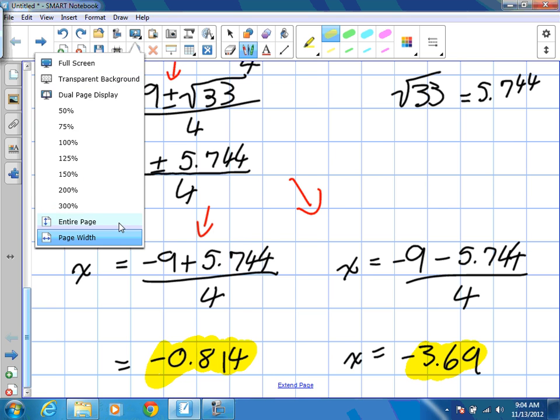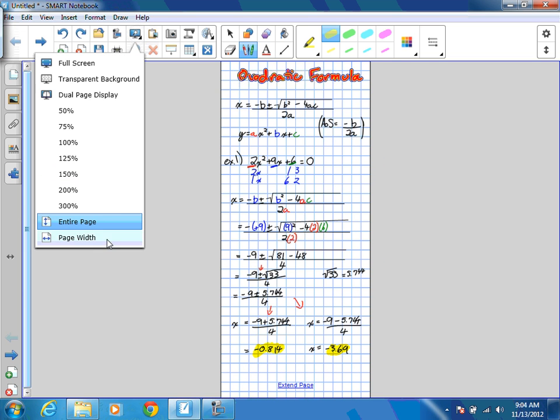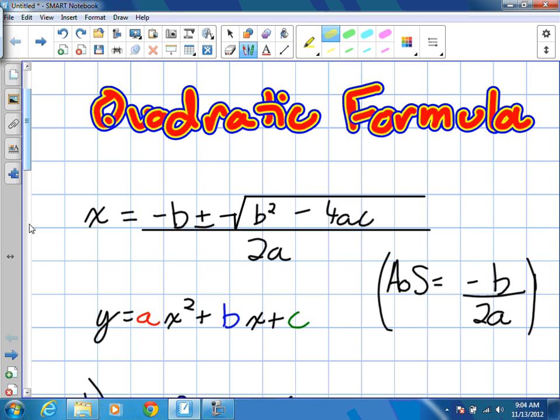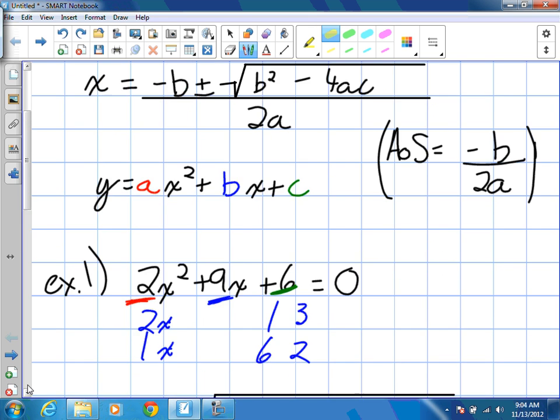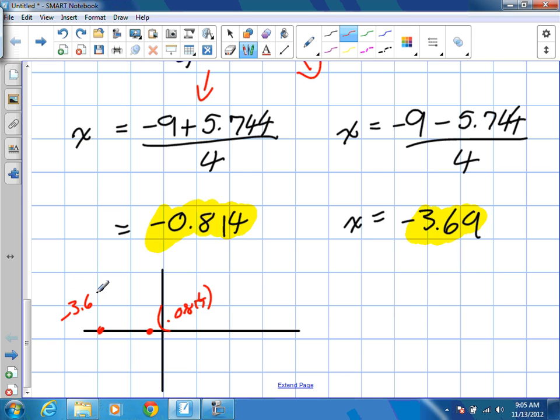So let's say we were to actually graph this, something like, let's zoom in again. If we were to graph this quickly, what this means is we have 2 x-intercepts, or 2 values for x. There are 2 answers. One at negative 0.814. Okay. And the other one at negative 3.69.